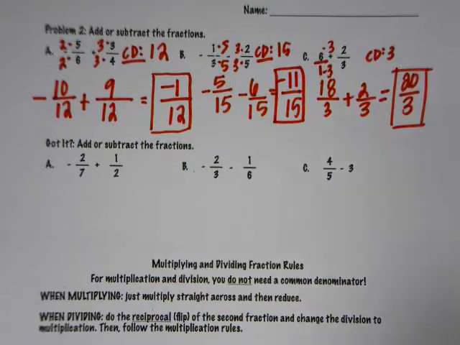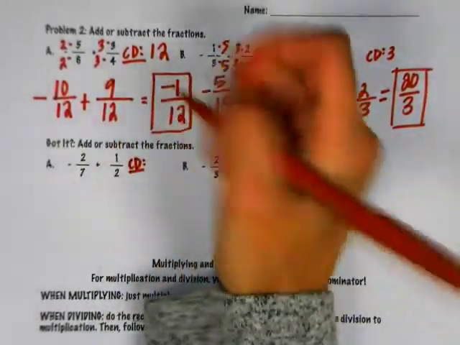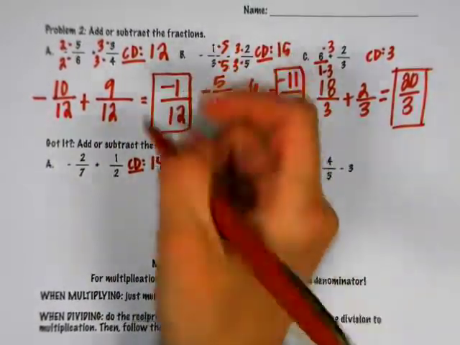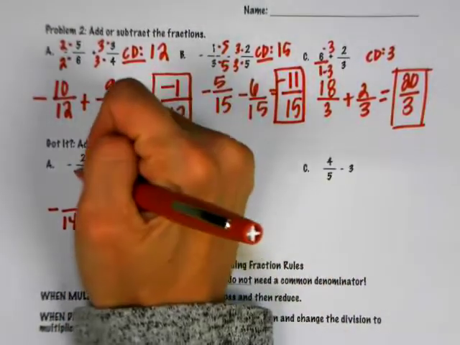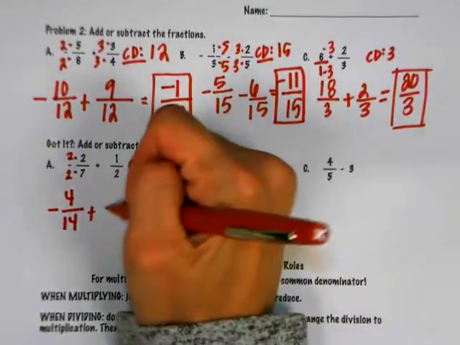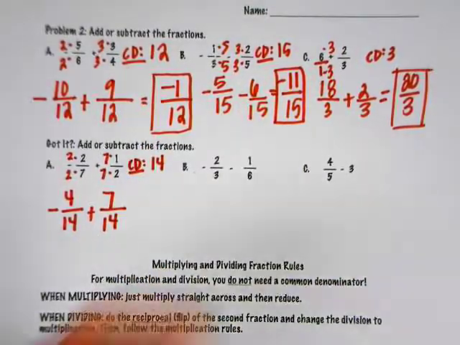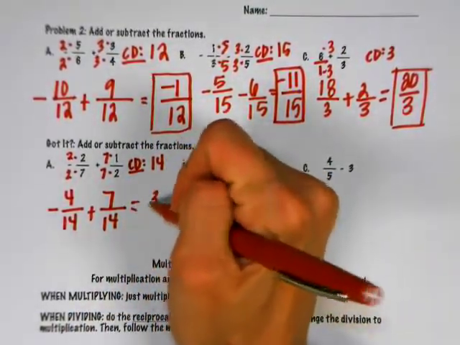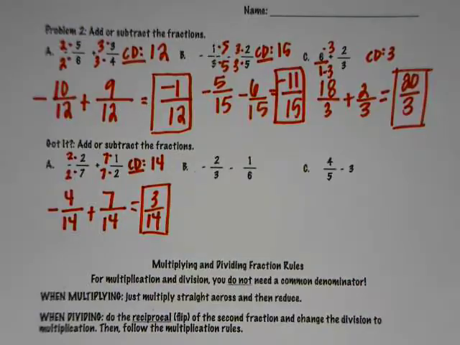All right, guys, let's go over this. So for A, what common denominator did you guys use? 14, good. So you should have multiplied this one by 2 to get negative 4 over 14 plus that by 7. And then that'll give you an overall answer of 3 over 14. Any questions? We're good? Okay.